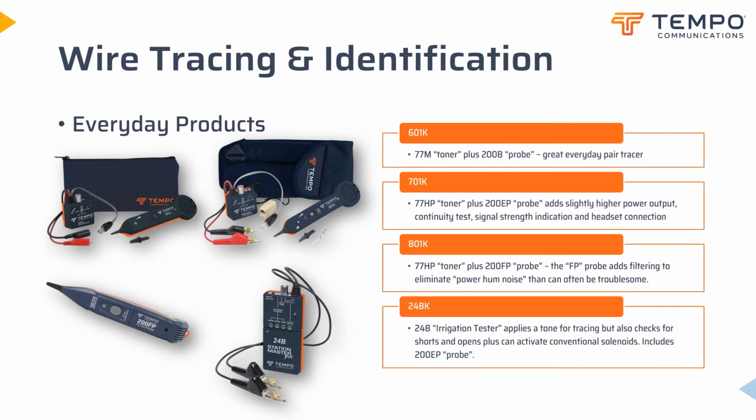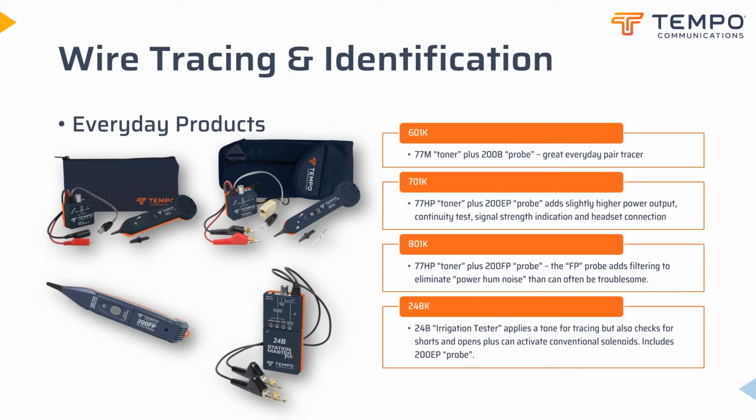601K is a great simple pair tracer that has been used by telecom technicians for decades. This kit implements everything you need in a basic pair tracer. 701K is the 601K's bigger brother, which adds a few features that are desired by some professionals. The 77HP toner adds the option of angled nose plus better nail test clips, audible continuity testing, and dual line polarity checking. Then the 200EP probe has signal strength indication, headset connection, and a flashlight.